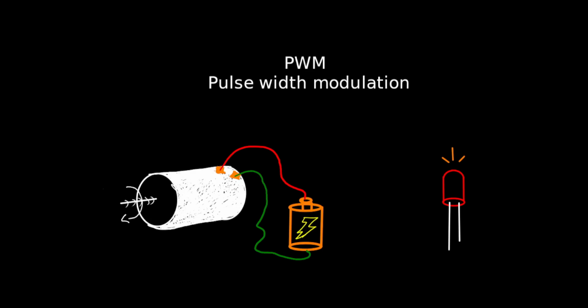Hi, today I'll be talking about PWM. PWM stands for pulse width modulation. It is used to control the quantity of power that is delivered to a load. Some of the basic usage is to control motors and LED brightness.